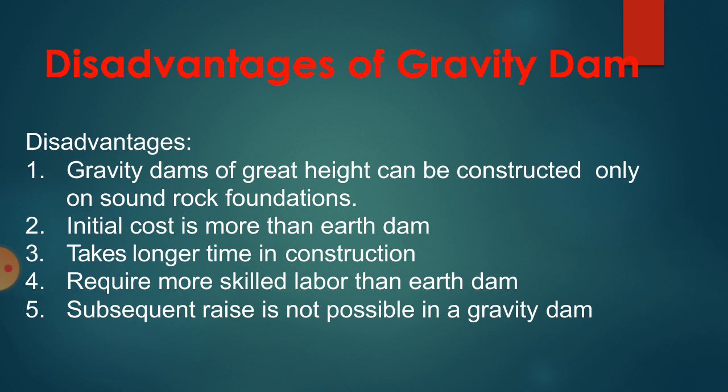Now, disadvantages of the gravity dam. First, gravity dams of greater height can be constructed only on sound rock foundation. Second, initial cost is more than the earthen dam. Third, it takes a longer time in construction. Fourth, it requires more skilled labor than the earthen dam. Fifth, subsequent raise is not possible in the gravity dam.